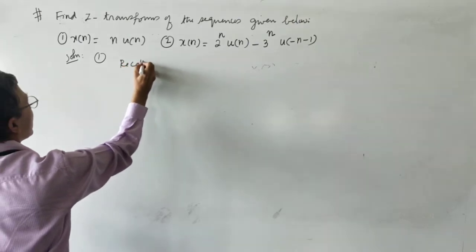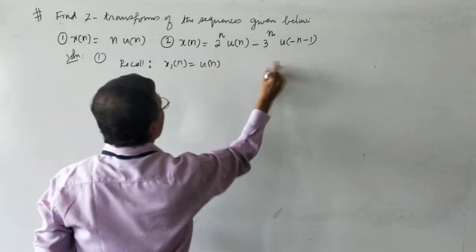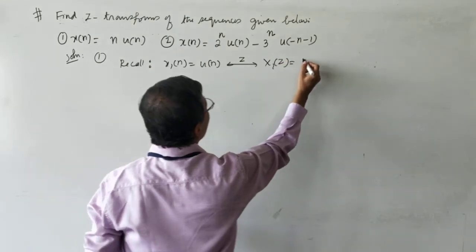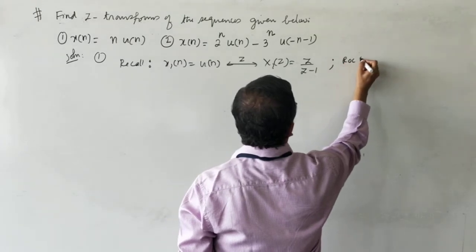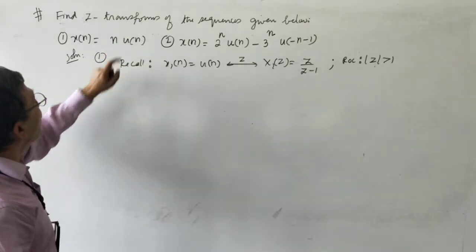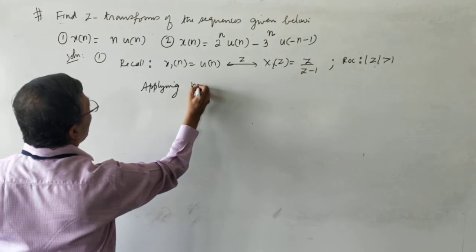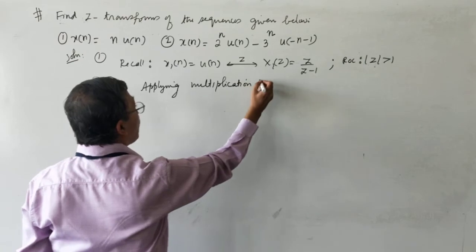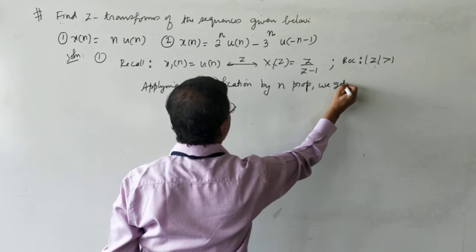Recall, x1 of n equal to u of n has a z transform x1 of z equal to z by z minus 1. ROC: mod z greater than 1. u of n is multiplied by n. Therefore, applying multiplication by n property, we get.